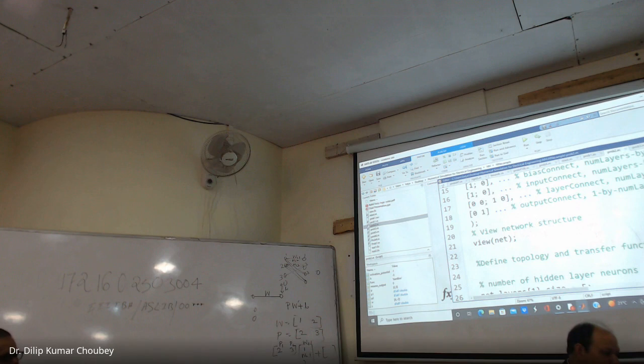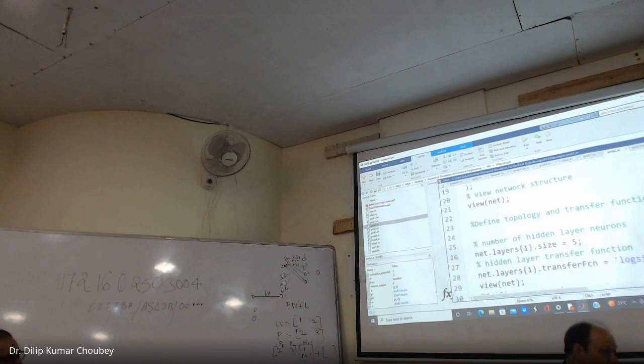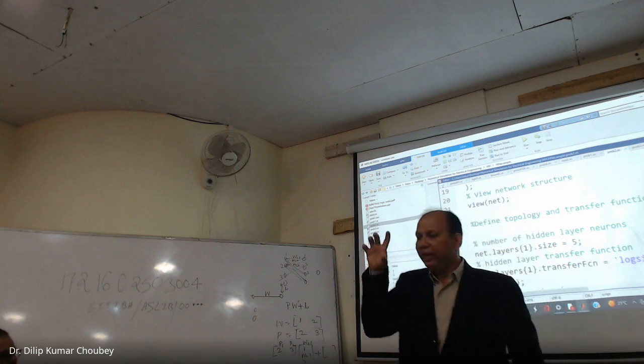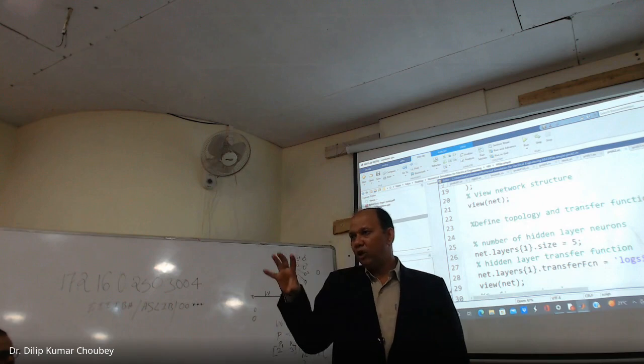Then we use the topology and the transfer function. For the number of layers, we consider the number of hidden layer neurons. We consider 5 neurons in the hidden layer, and in the hidden layer we use the transfer function. This is the structure. You can see there is a logsig. Then again, first we use the number of input layers, then we put in the network we consider.